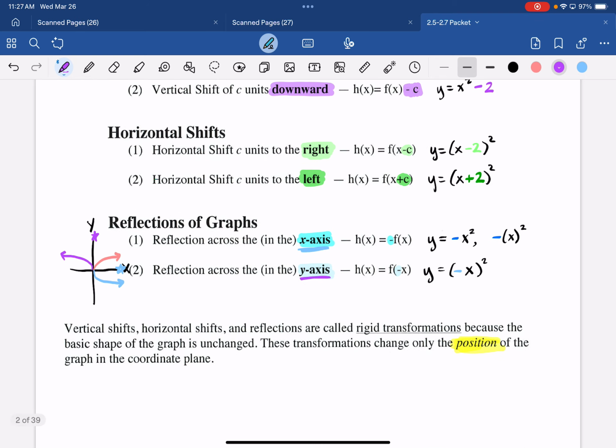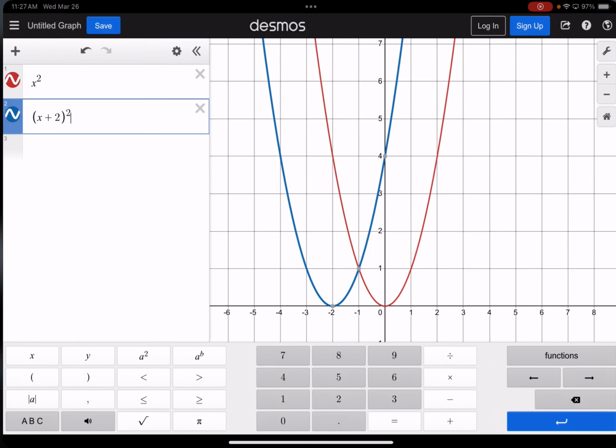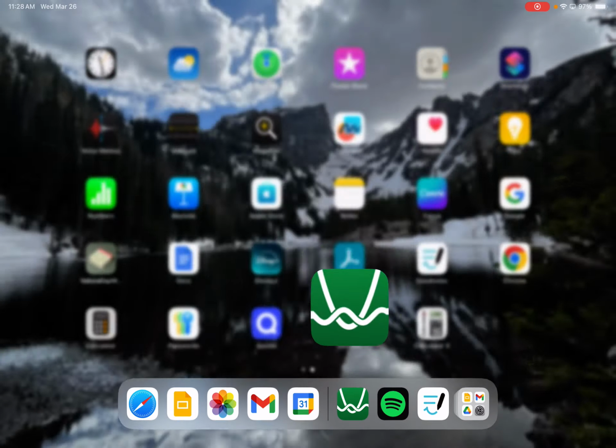The reason these are grouped together is because these all have to do with position. Think about where the graph is. We're not changing the shape for any of these. If you look back at my Desmos, my shape was the exact same. We just moved it. It's still here, one spot over for these two points, one spot over for those two points. Our shape doesn't change, just the position.